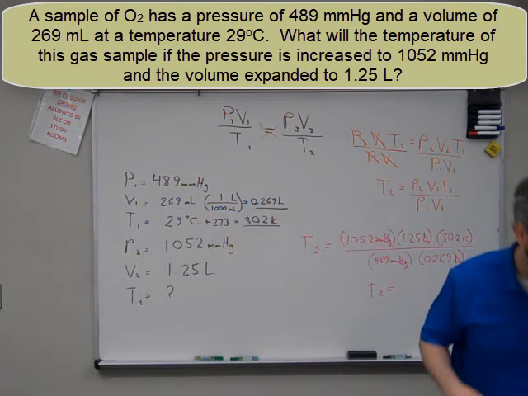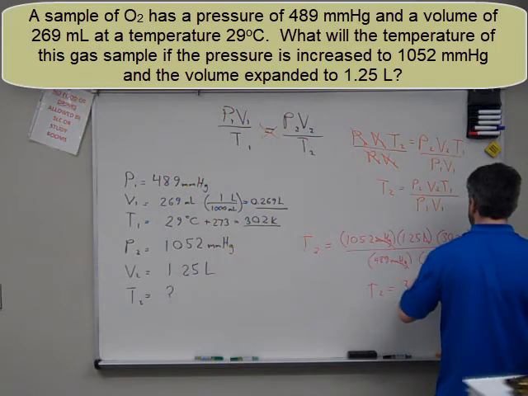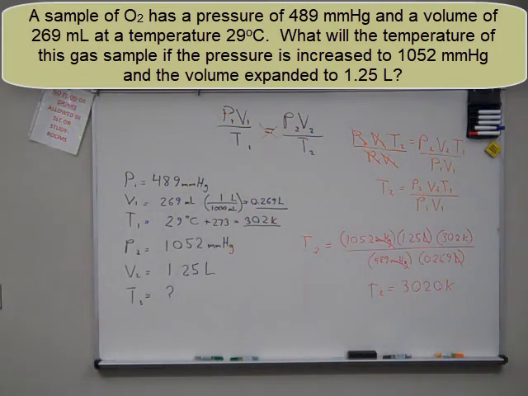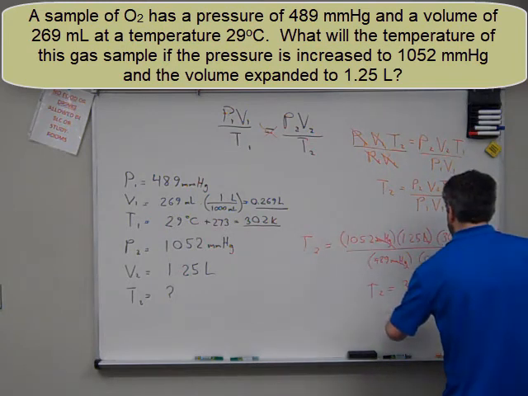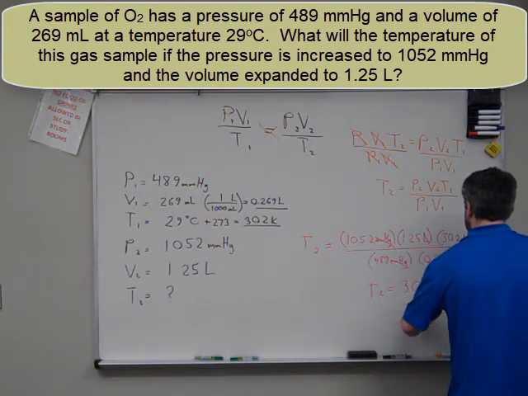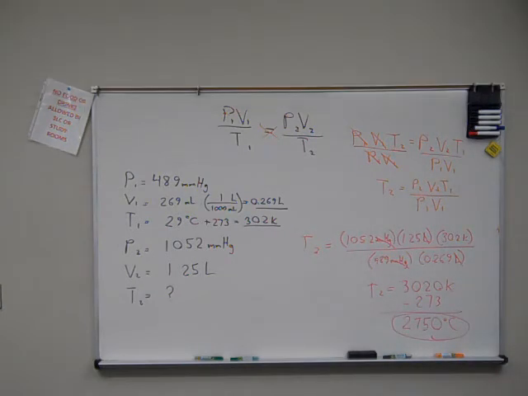3,019. With three significant figures, it's actually 3,020 Kelvin. Huge number, 3,020 Kelvin. Now, if you get an answer in Kelvin and it asks you for degrees Celsius, don't forget to convert this back to Celsius. What would I do? Minus 273. And if I did that, I would end up getting 2,750 degrees Celsius, I believe. So that's how you deal with that.